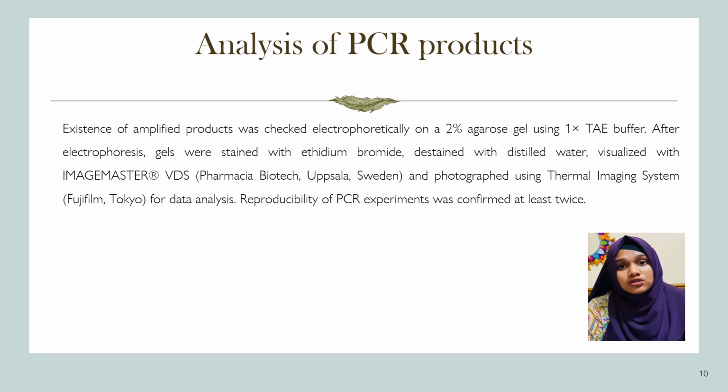Now we are talking about analysis of PCR products. Existence of amplified products was checked electrophoretically on a 2% agarose gel using 1x TAE buffer. After electrophoresis, gels were stained in ethidium bromide, destained with distilled water, visualized with a UV transilluminator, and photographed using a thermal imaging system for data analysis. Reproducibility of PCR experiments was confirmed at least twice.